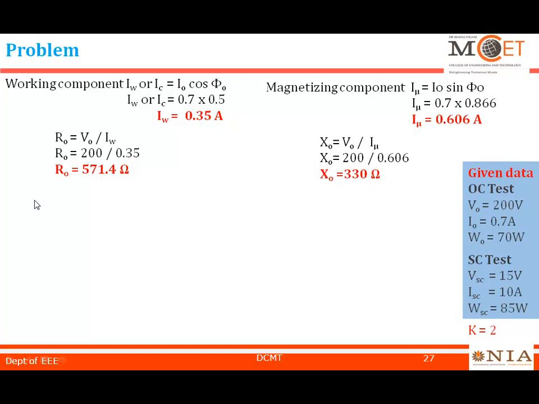So, these are your no load parameters. These values are found from the open circuit test. In the open circuit test, we are going to apply the rated voltage. Remember that.